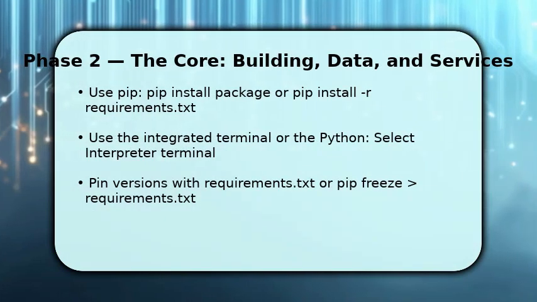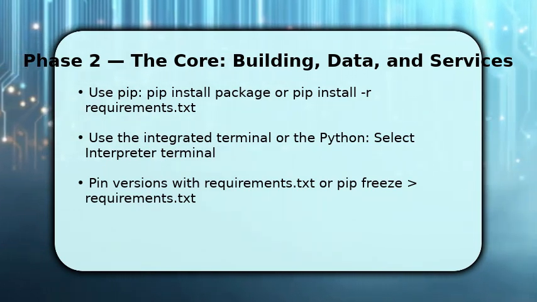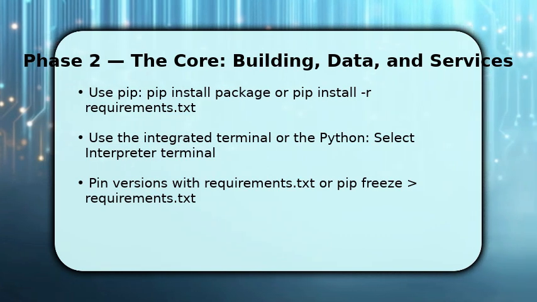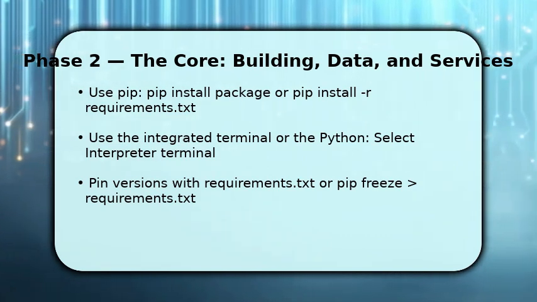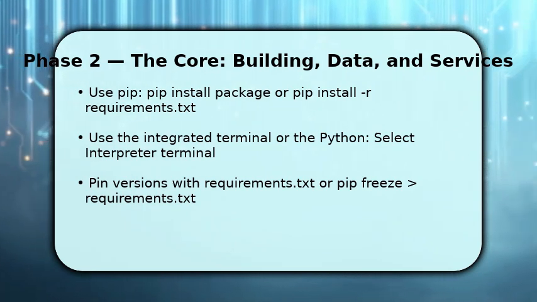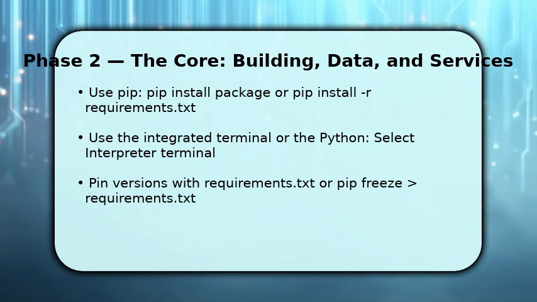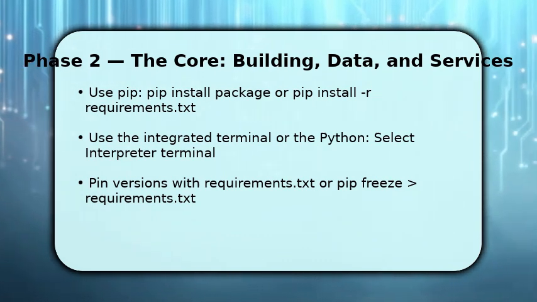Now you install libraries. Open the integrated terminal in VS Code so the active interpreter is your venv, then run pip install numpy pandas, or pip install -r requirements.txt for batches of packages. Once installed, make sure the linter and language server pick them up. Restart the Python language server if needed.